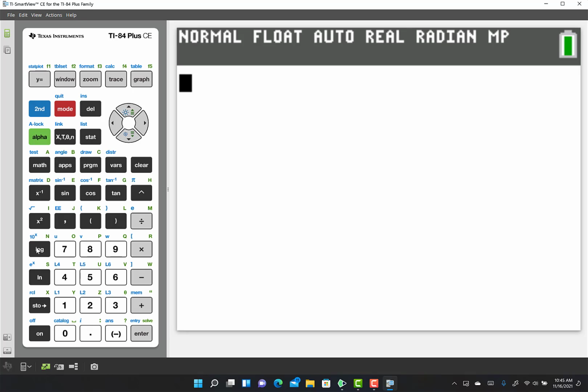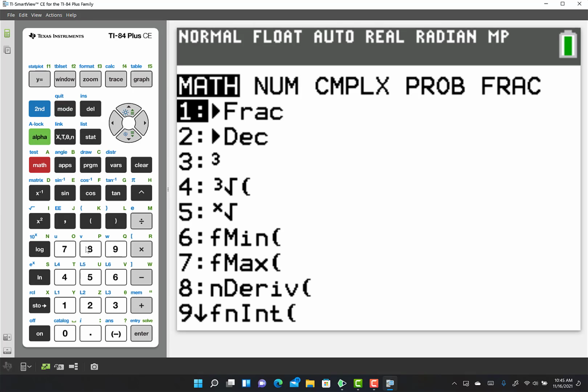All right, let's take a quick break. You guys ready? What's the derivative of x squared? 2x. What's the derivative of x squared at x equals 3? 6. Here's how you use it. Math, numeric derivative, number 8.